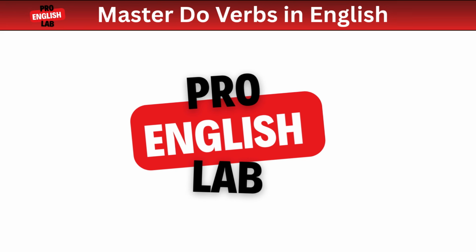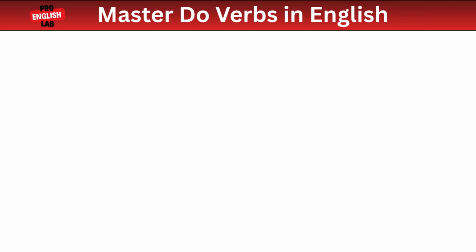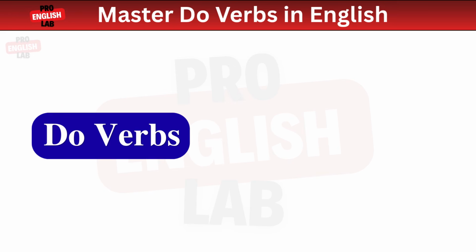In this lesson, we're going to learn one of the most important verbs in English, the verb do. It is an essential verb for everyday English conversations. We'll learn what it is, when we use it, and how it works in the present, past, and future tenses. We'll also learn how to use done and doing with clear, everyday examples. So, let's get started. Do verbs.